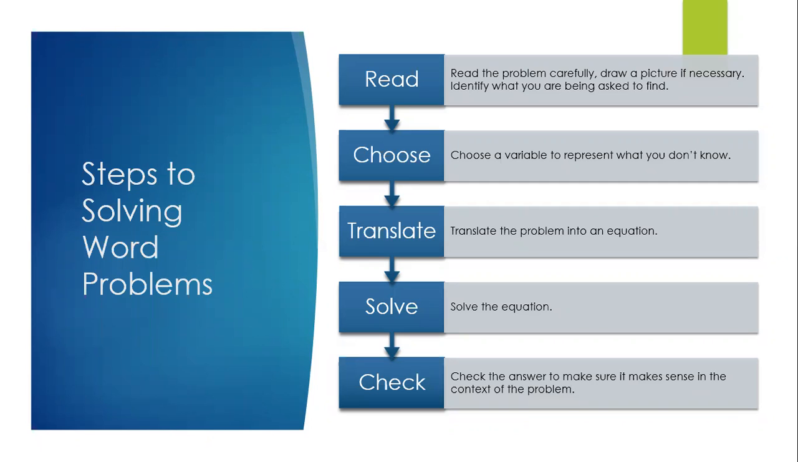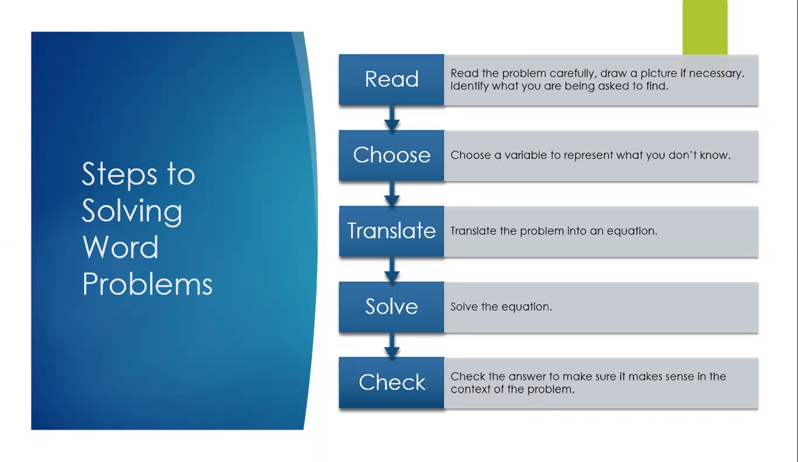The next thing is choose a variable to represent what you want to know. You can choose any letter you want. A variable is a letter. You could choose X, you could choose Y, you could choose A, you could choose P, whatever makes sense to you. Okay? Then you want to translate the problem into an equation. And then you want to solve the equation, and then you definitely want to check the answer to make sure it makes sense in the context of the problem.